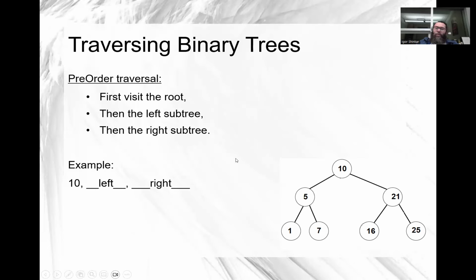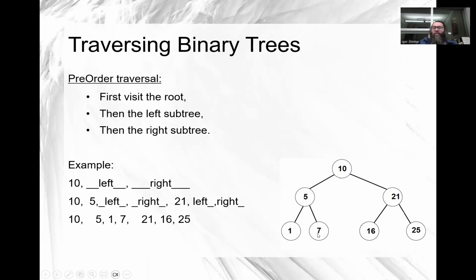So in this example, we visit first 10, then we process the left subtree recursively, and then the right subtree. To process the left subtree, what will we do? We process 5, then left and right. What's left of 5? It's 1. What's right of 5? It's 7. So for the left part, we get 5, 1, 7. And for the right part, 21 is the root, with 16 and 25 on the left and on the right. So this is the root, left subtree, right subtree. The final result will be 10, and then 5, 1, 7, and then 21, 16, 25.